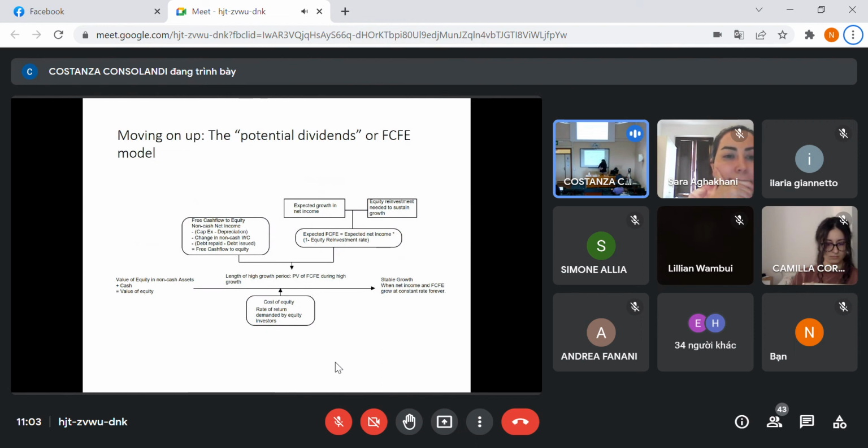Now, potential dividends is the same thing, but what is the difference? Here we have the free cash flow to equity. Free cash flow to equity equals net income less capex plus depreciation less change in non-cash working capital less debt repaid plus debt issued. Or we can say: less capex plus depreciation, less change in non-cash working capital, less debt repayments plus new debt issuance, equals free cash flow to equity.